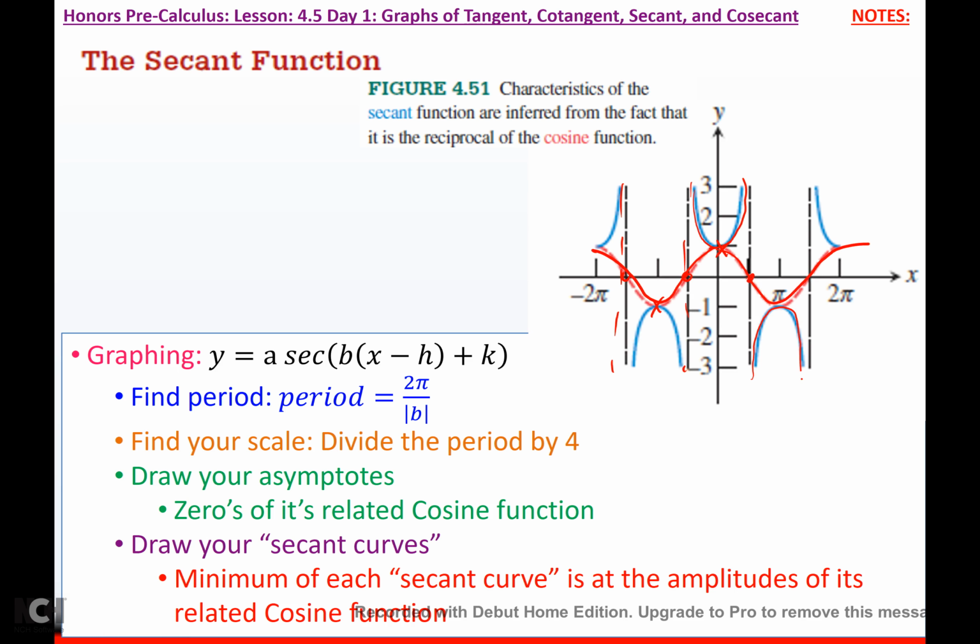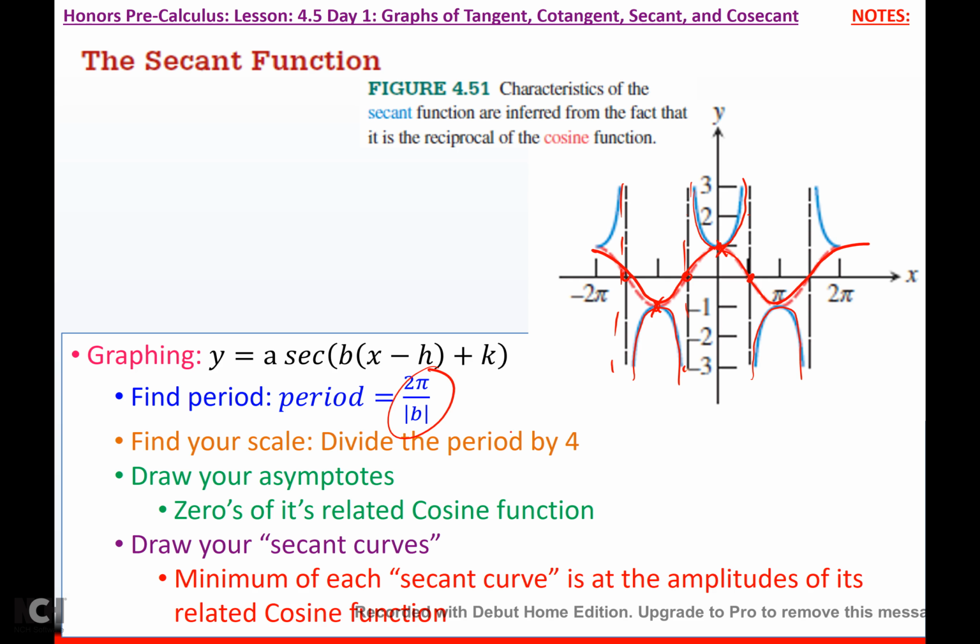They look an awful lot like parabolas to me, but we'll call them secant curves, okay? And you just draw them in between your asymptotes at the asymptotes of your related cosine function, okay? Alright, so your period, again, for secant and cosecant is 2 pi over b, because remember, these are reciprocals to sine and cosine, which have periods of 2 pi. So the period's 2 pi over b.